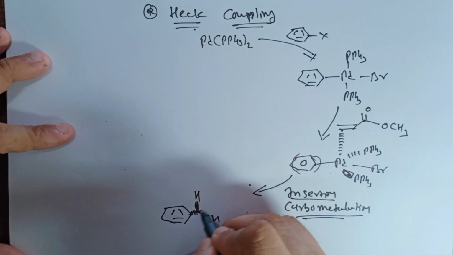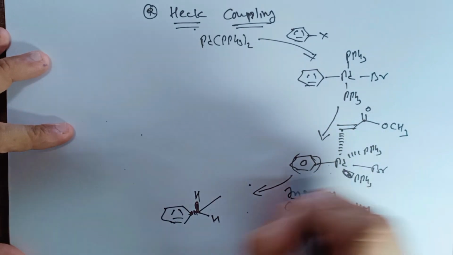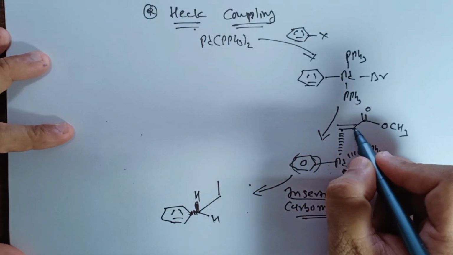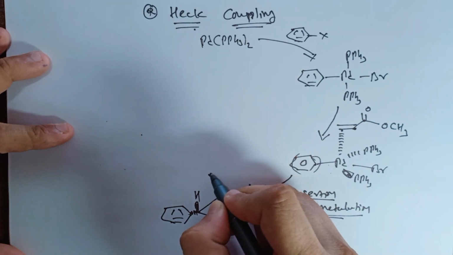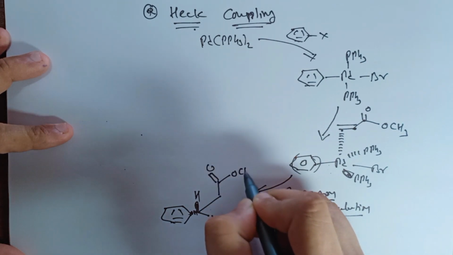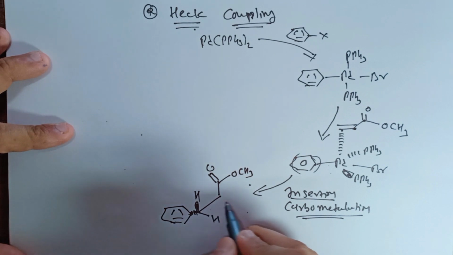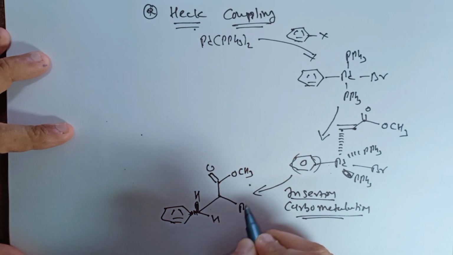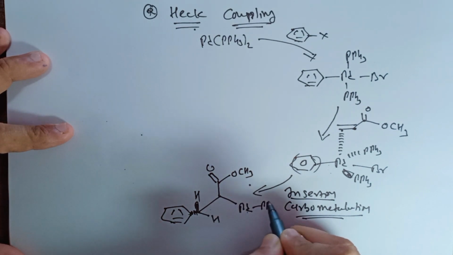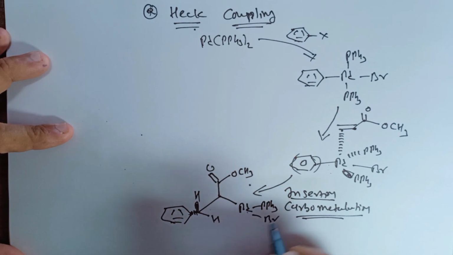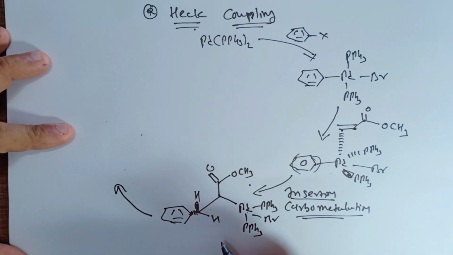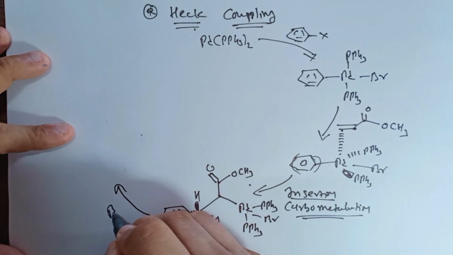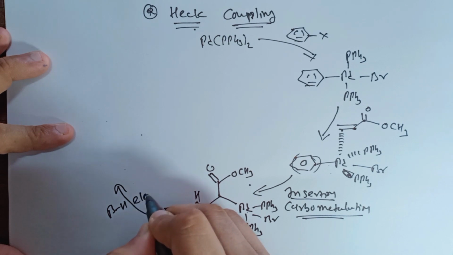So now let us take this compound. Here we are having this group. Now this carbon is attached with the C double bond O group. So here I am writing a C double bond O group that is attached with the OCH3 group. Now this carbon is attached with the palladium. Here we are having PPh3 and Br. Here also we are having a PPh3. Now one more reaction is going to take place over here. Here we are having a beta hydride elimination reaction.